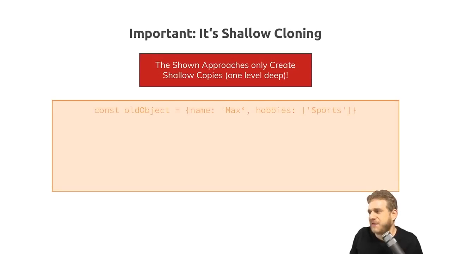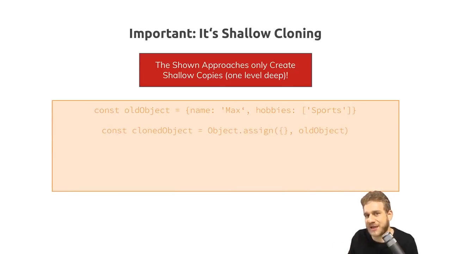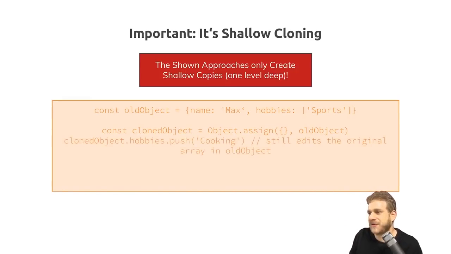Here we have an object which also has an array, not just a name property, but also the hobbies property, which is an array of strings. If we now clone the old object with object assign, we do have a real new object with new properties that match the old properties, but the array hobbies also is a reference type, and it didn't clone that because it only cloned the first level, so only the property names, you could say. So therefore, if we now push something onto the hobbies array in the cloned object, we would actually still edit the array in the old object.